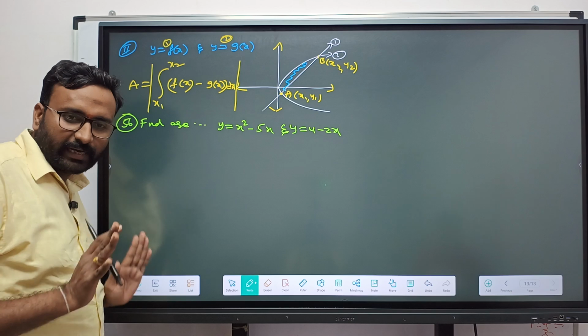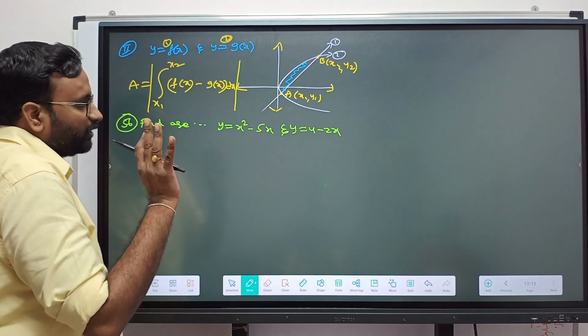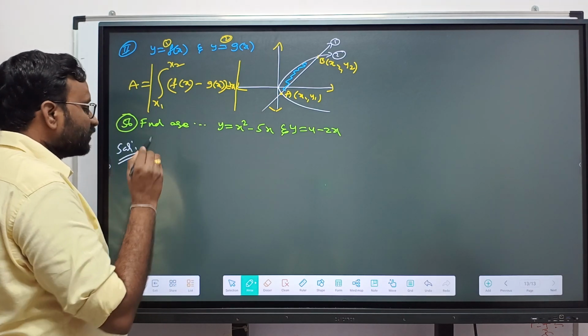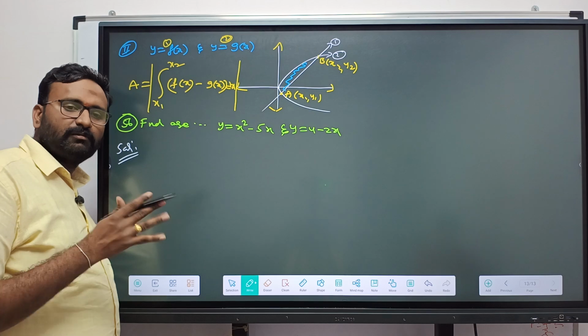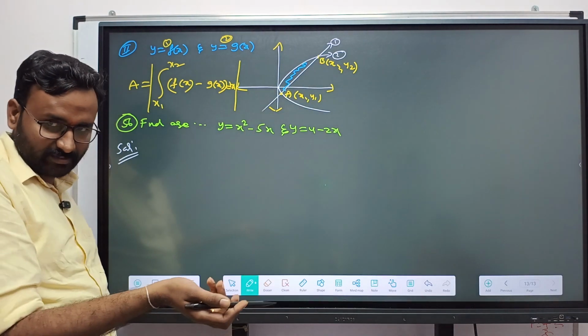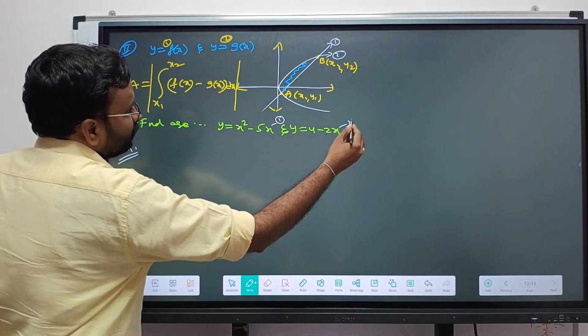So here we don't know the diagram. With the diagram I will explain, without diagram also I will explain. We don't know the diagram. How can we solve? So, first of all, are the boundaries given? No. So how can we find, sir? The points of intersection of the curves are the only boundaries. So solve these two curves. Let this be equation number 1 and this be equation number 2.